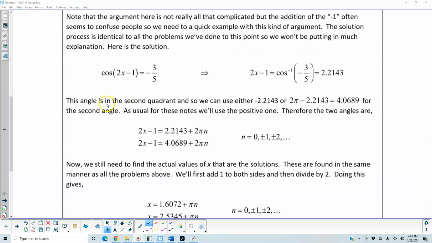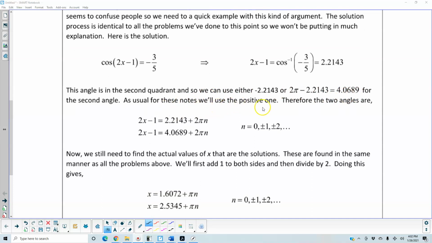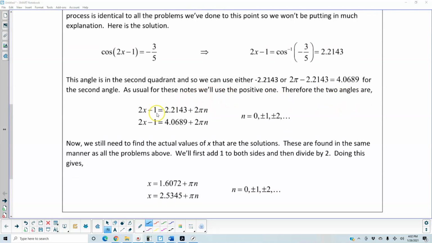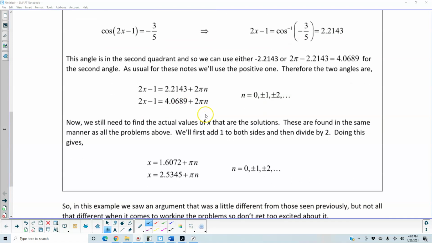Now, the angle is in the second quadrant, and so we can use either negative 2.2143, or we can take 2 pi minus 2.2143, which is equal to 4.0689 for the second angle. As usual, for these notes, we'll use the positive one. Therefore, the two angles are the following. We have 2x minus 1, which is equal to 2.2143 plus 2 pi n, and 2x minus 1, which is equal to 4.0689 plus 2 pi n.